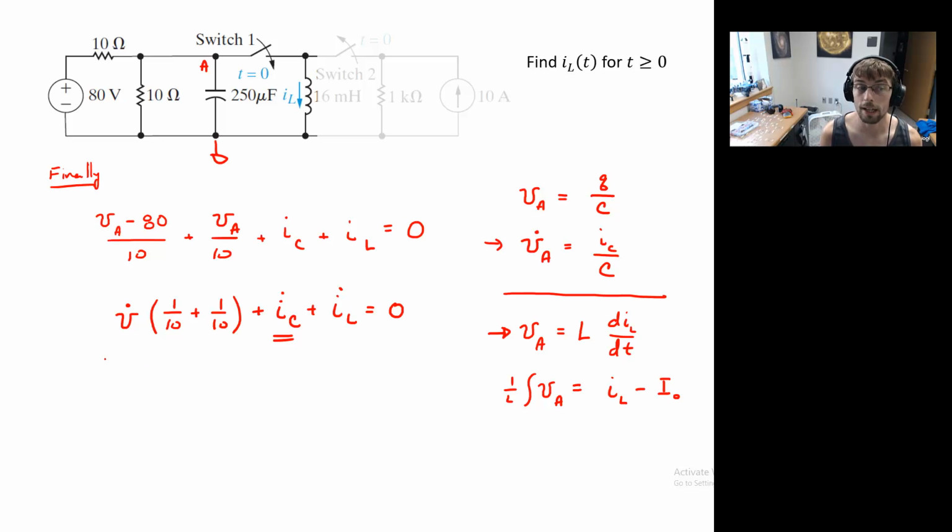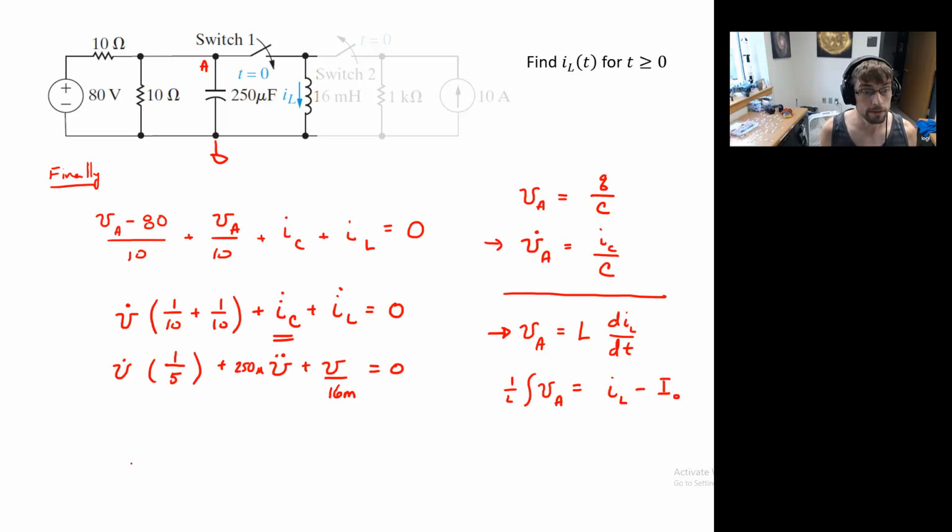So I'll go ahead and plug that in now. And we have something that says V dot times 1 over 5 plus C V double dot plus V over L equals 0. And I've decided to swap. Apparently I'm mixing variables and values. Okay, so I guess I should put, instead of R and C here, I should put the 250 micro, and I should put the 16 millihenries.